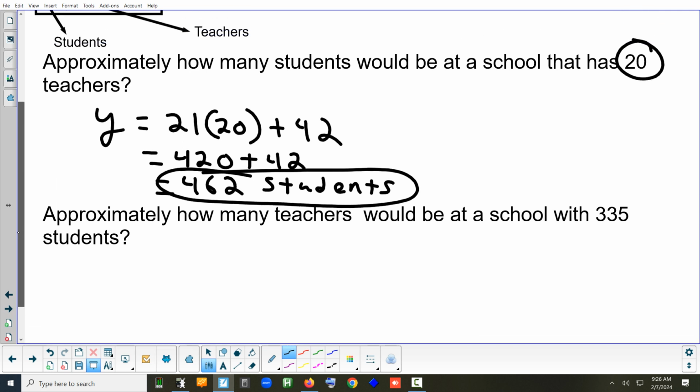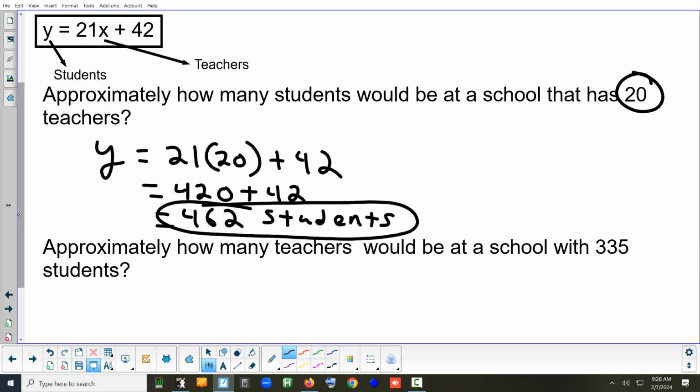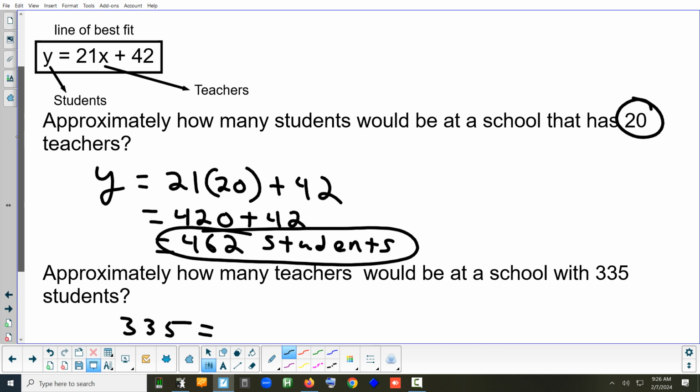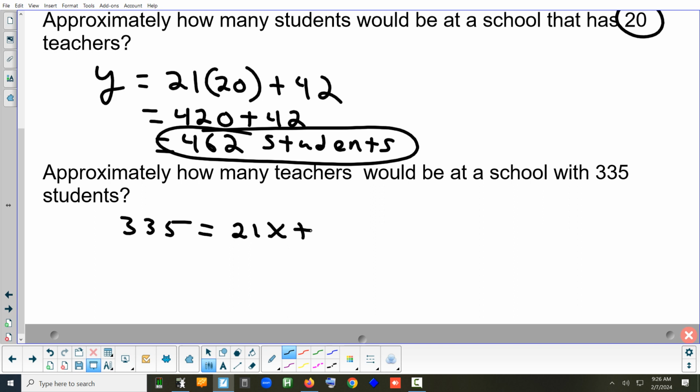Okay, 335 students. Where is the 335 going to get plugged in? Y. That's y. So let's fill that in. So 335 equals 21x plus 42. And what are we solving for this time? Solving for x, which is how many teachers. Okay, they told us how many students. We're finding how many teachers should be at the school based on the formula.